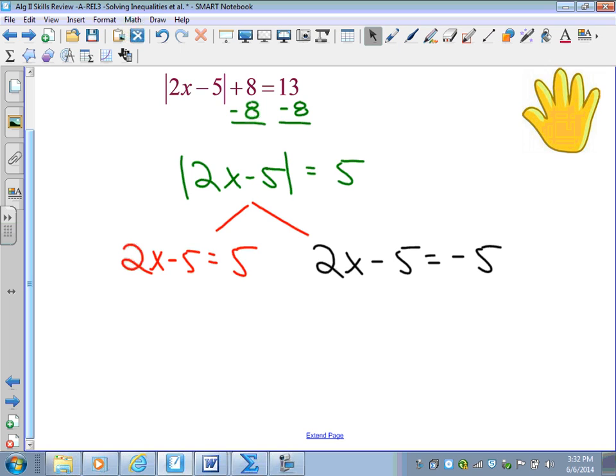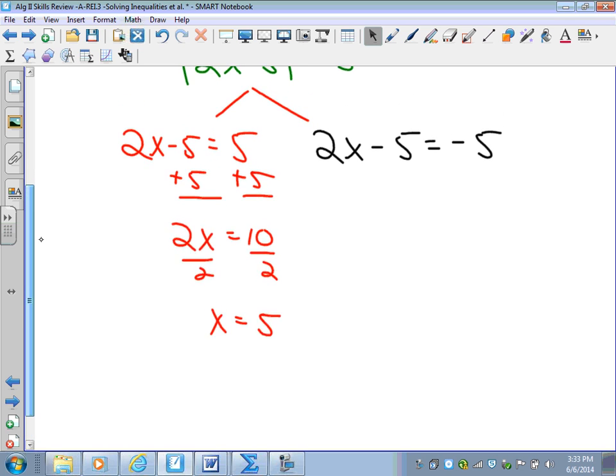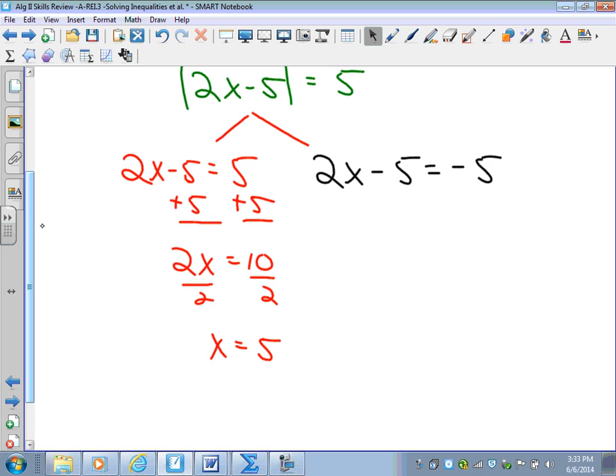So I split this into two linear equations, and now I'm going to go ahead and solve these just like normal. So I'm going to work the red side here, and I'm just going to unwrap. I'm going to add 5. And I get 2x equals 10. And then I'm going to divide by 2. And I'm going to get x equals 5. And that's going to be one solution, which I'm going to check. But right now I'm just going to go ahead and get my other solution here.